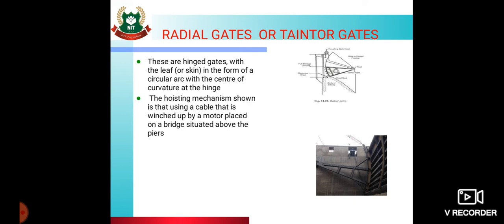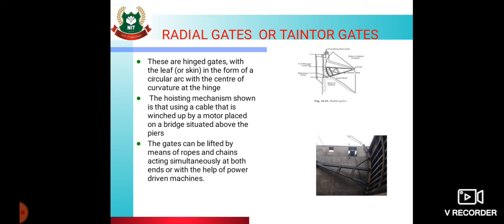The hoisting mechanism shown in this is that using a cable that is winched up by a motor placed on a bridge situated above the piers. The gates can be lifted by means of ropes. So here rope and chains are attached, acting simultaneously at both ends with the help of the power driving mechanism. So these gates are operated by power driving mechanism, with the help of ropes and cables attached to it.